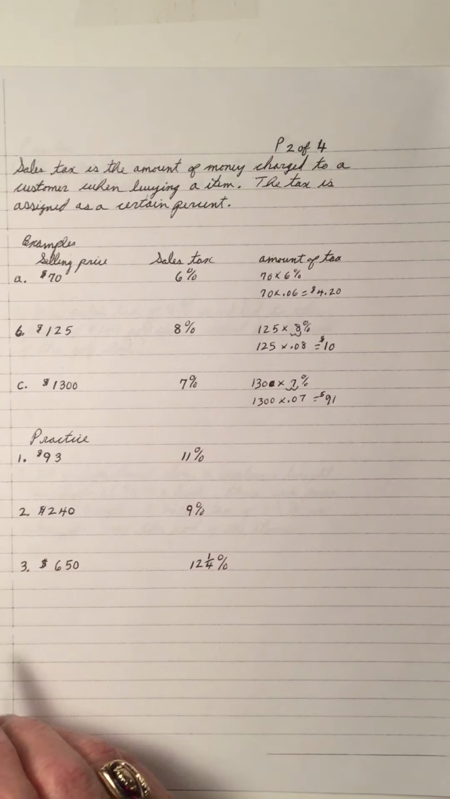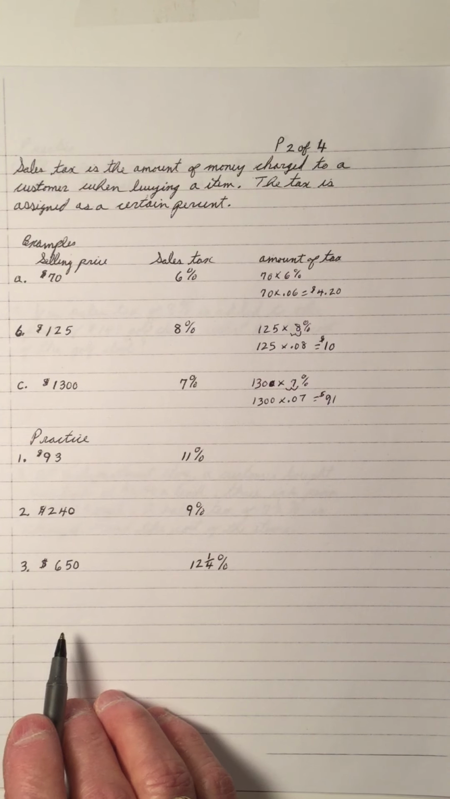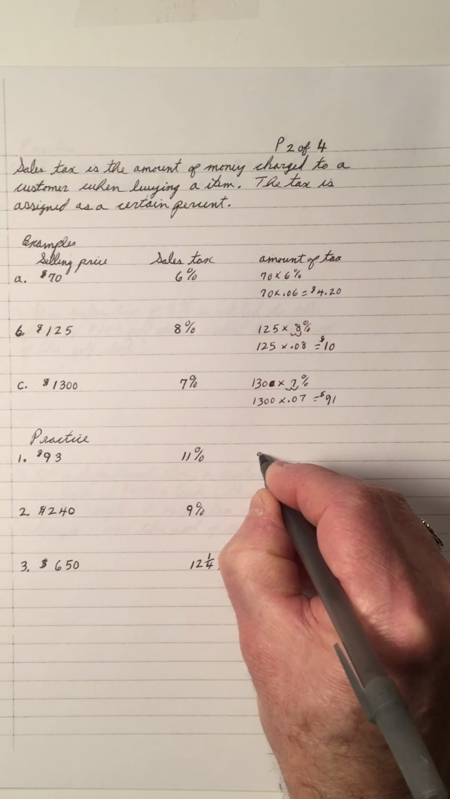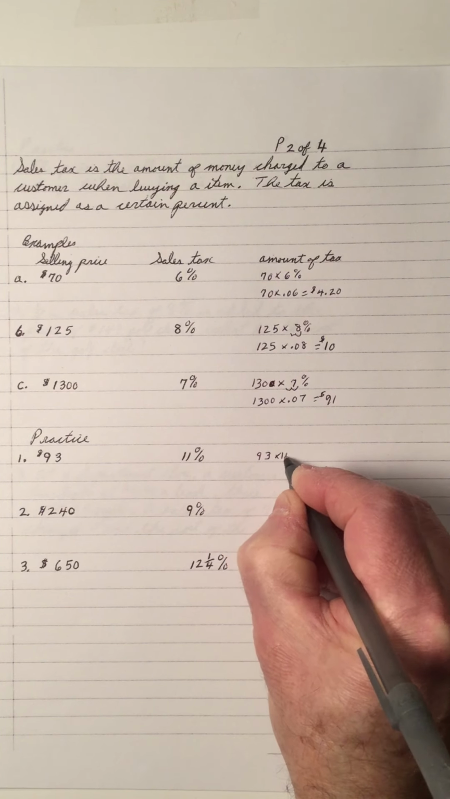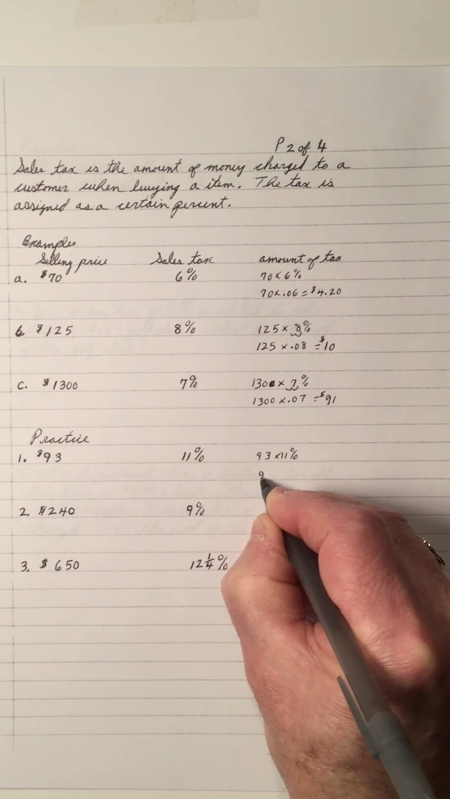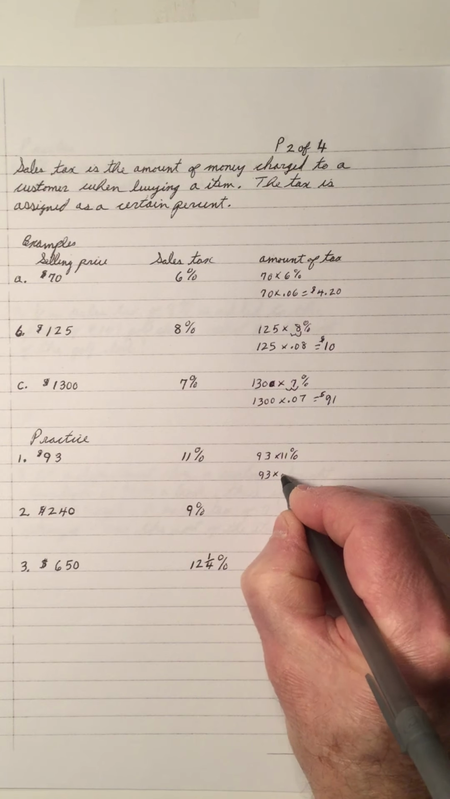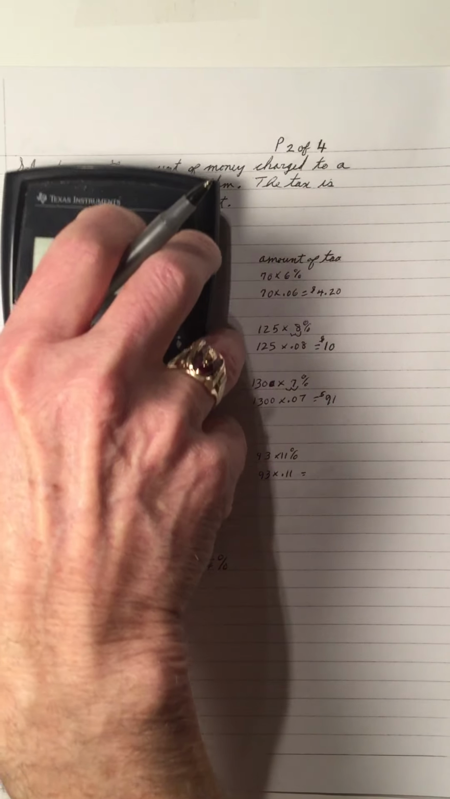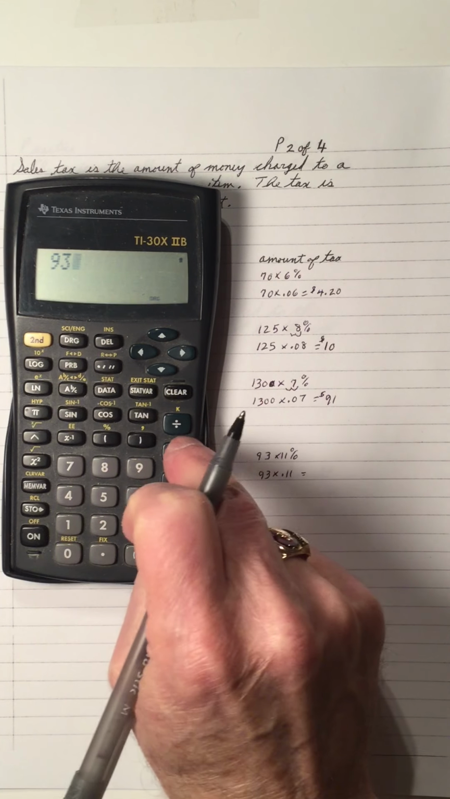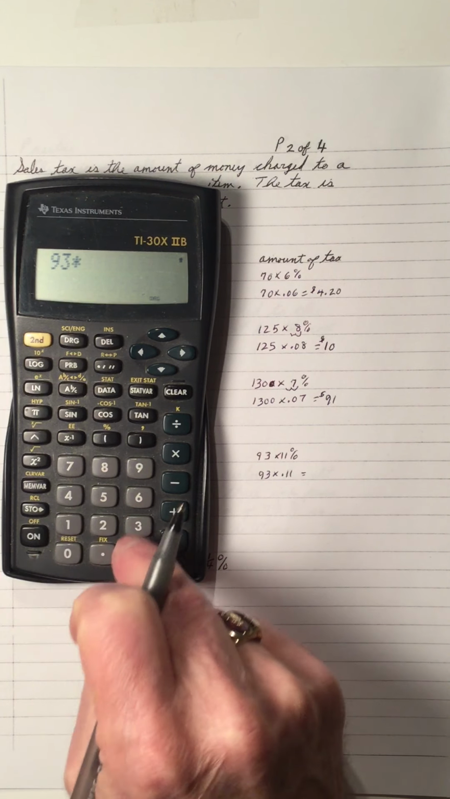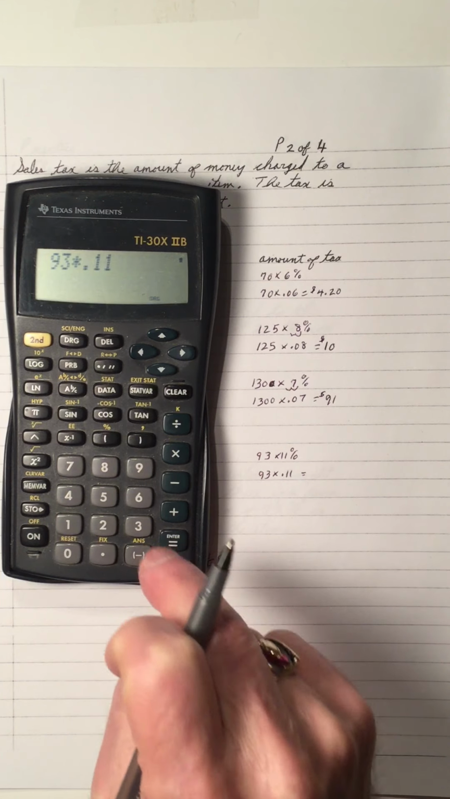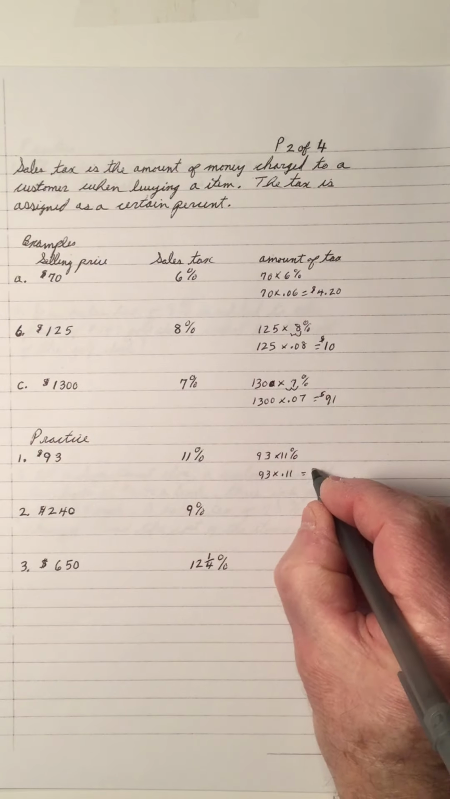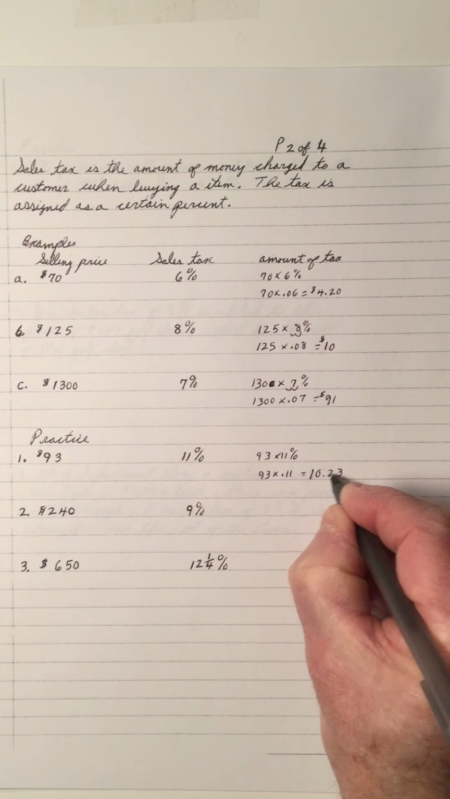Okay. Now you practice these three. Press pause and play it back to see if you got the right answers. So 93 times 11%, 93 times decimal 0.11 gives you $10.23. $10.23 tax.